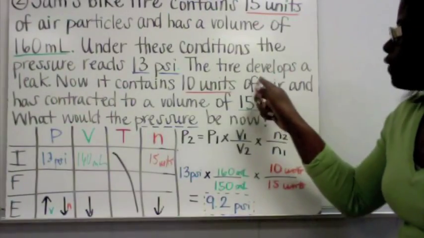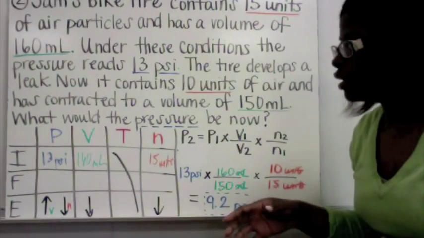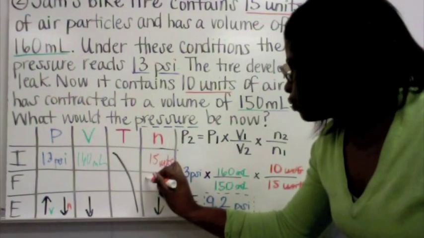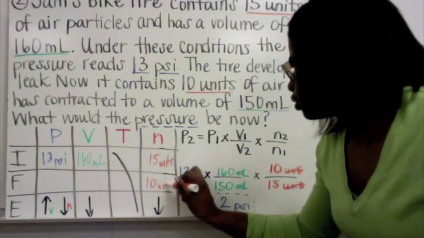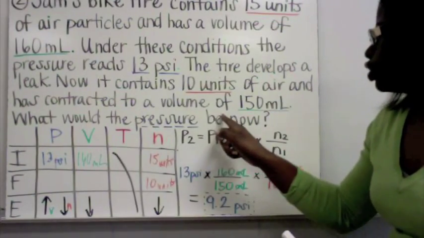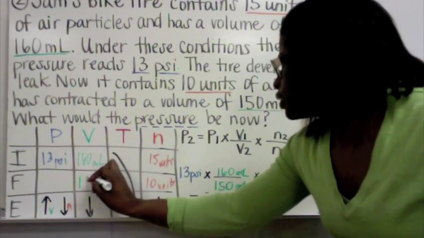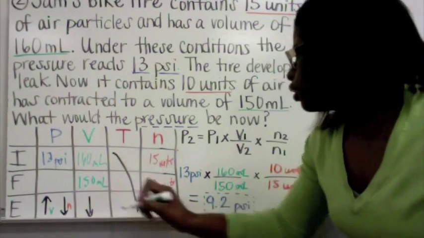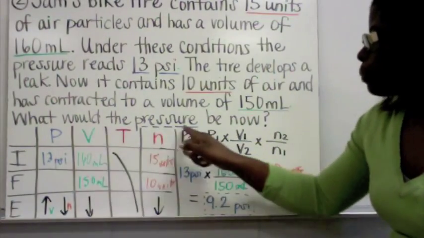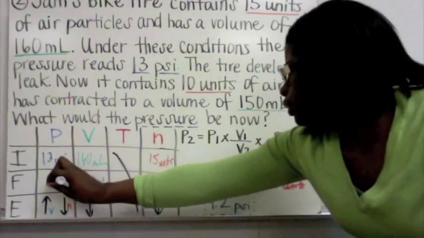So then it says the tire develops a leak. So you know if it's a leak, there are going to be air particles leaving. So notice that we have 10 units of air particles for the final amount. And then it says the volume has now contracted to 150 milliliters. So our volume has decreased. And we're looking for pressure because it says what will be the pressure. So if you underline pressure, that's what's going to go here. So we're going to put an X here.